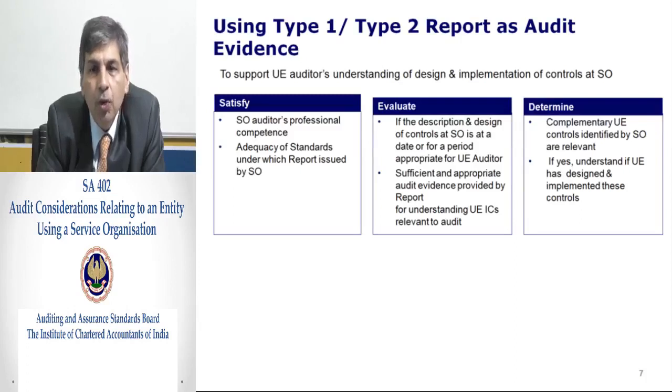For the output from the service organization, there should be controls around validating the outputs received at the user entity. These are complementary user entity controls that should be identified by the service organization and should be tested by the user entity auditor to get comfort around the activities, the inputs, the outputs, etc. received from the service organization. If yes, understand if the user entity has designed and implemented these controls.